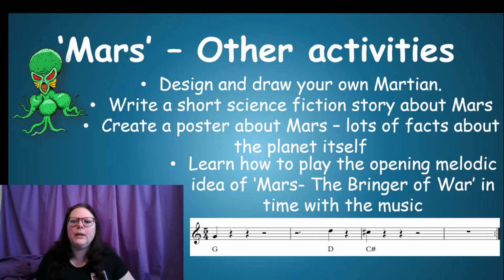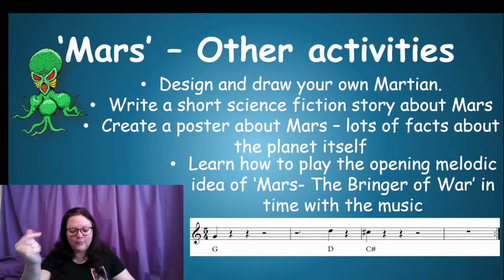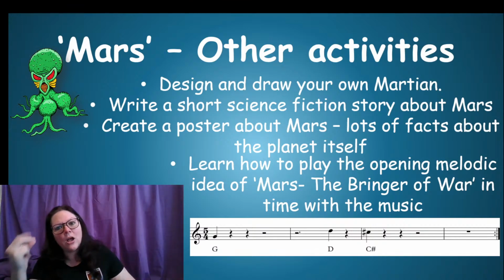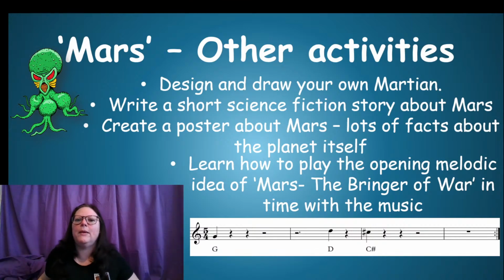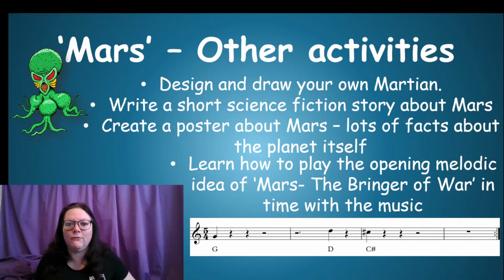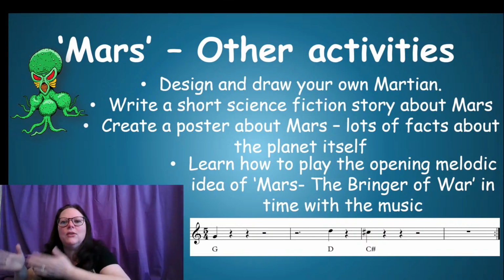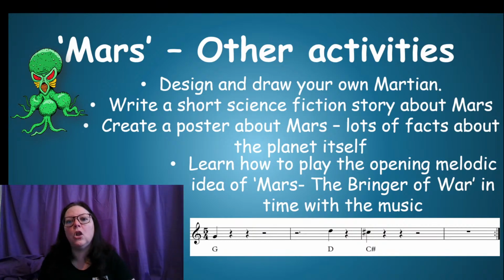Learn how to play the opening melodic idea of Mars, the bringer of war, in time with the music. Now you can see that there aren't many notes. It's got 3 notes in it. G, D, C sharp. That's it. G, D, C sharp. It's the timing on that makes it difficult, because you're counting in 5 and you have to make sure that you count it really carefully. But if you had a go at playing along with the music, then you'd probably find it that little bit easier.